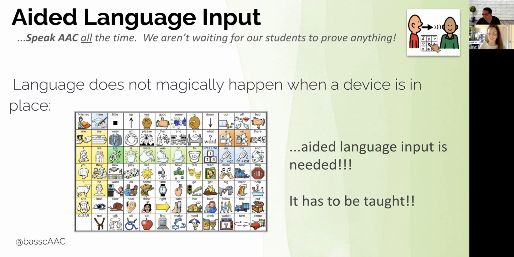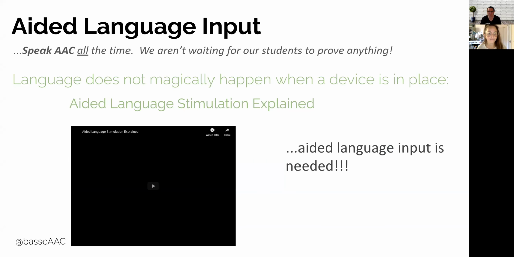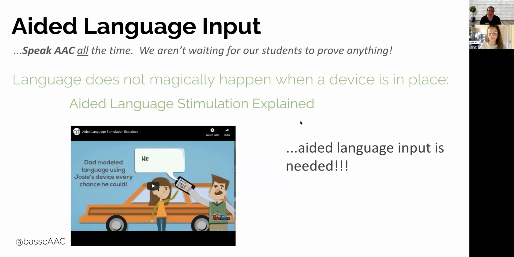So with any device or any tool, it doesn't just magically appear, especially when we're talking about language. We have to teach it. And how do we do that? Aided language input. All right, and to further explain what aided language input or stimulation looks like, there's this great video by Chris Begay that we absolutely love, and it shows how putting a device or any kind of AAC system in front of a child is not just going to magically solve their communication impairment, that you have to have that teaching and instruction there as well.